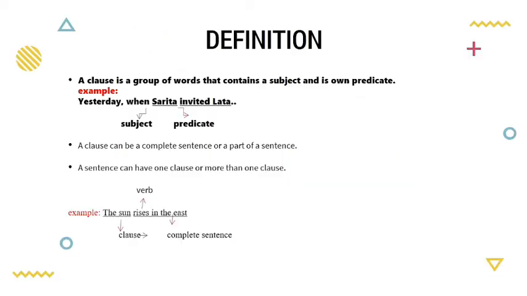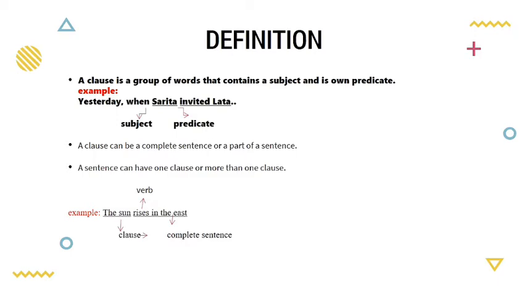Today we will learn about clause. A clause is a group of words that contains a subject and its own predicate. Jadi klausa itu adalah sekumpulan kata yang berisi subjek dan predikatnya sendiri. For example, yesterday when Sarita invited Sata. When jadi subjek, Sarita jadi predikat.